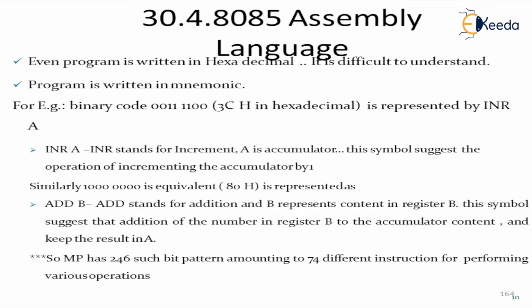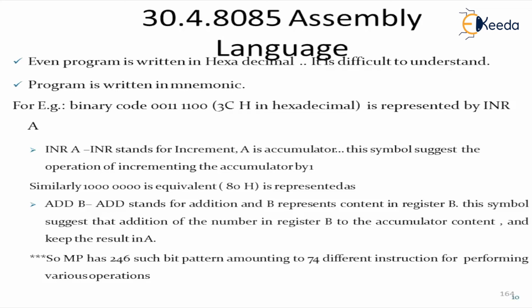Similarly, 1000 followed by four 0s, which is equivalent to 80H, is represented as ADD B. ADD stands for addition and B represents the content in register B. This symbol suggests the addition of the number in register B to the accumulator content, and the result is stored in A. So the microprocessor has 256 such bit patterns, accounting to 74 different instructions for performing the various operations that are linked to it.